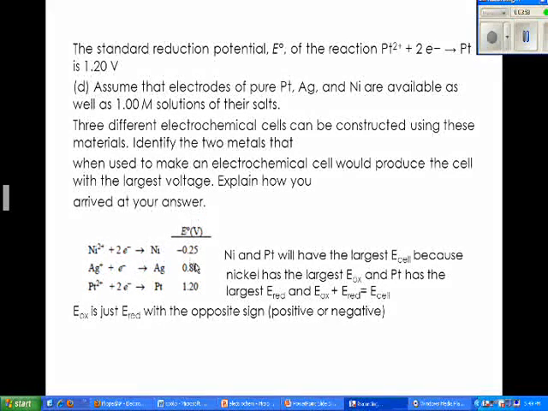For us, there is one reduction that is negative. So that must mean that it has the highest E oxidation because it will be a positive 0.25, where silver will be a negative 0.8 and platinum will be a negative 1.2. The highest E red value is platinum, which is 1.2. So you simply add those together and you get your value of 1.45, and that is the largest voltage we could make.